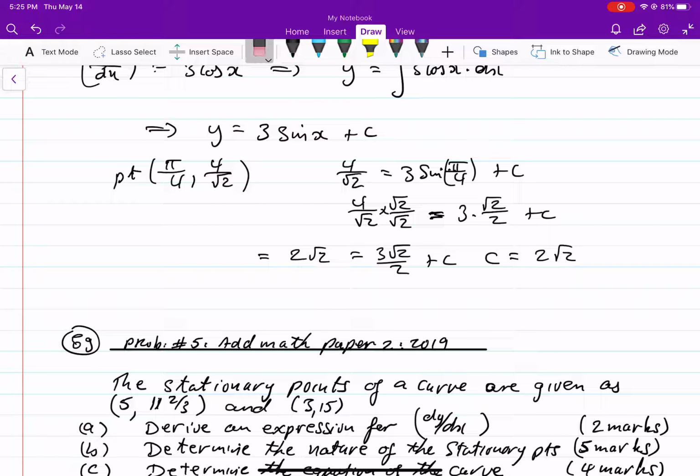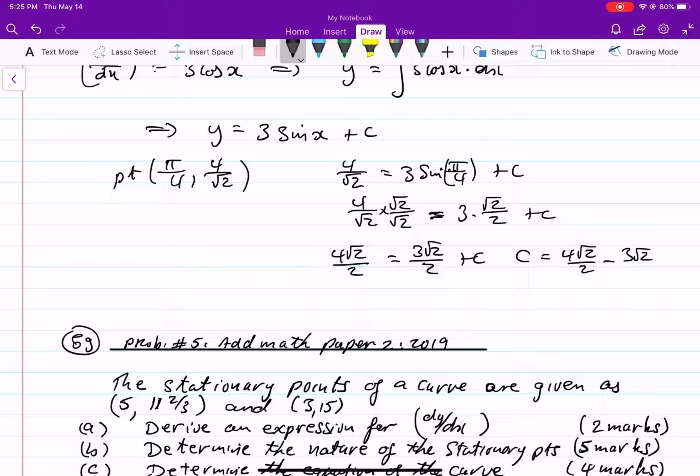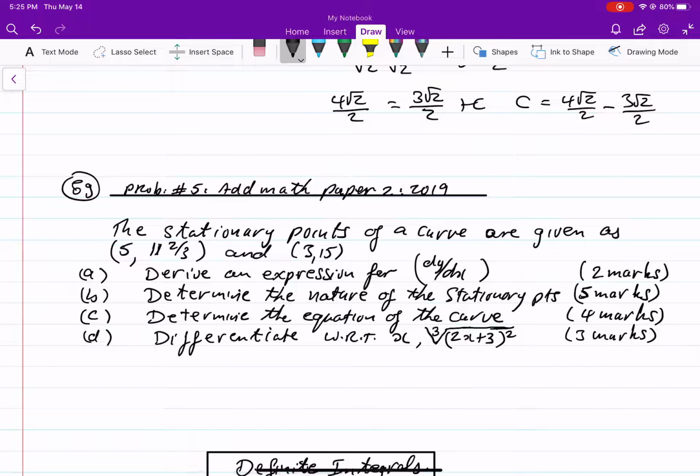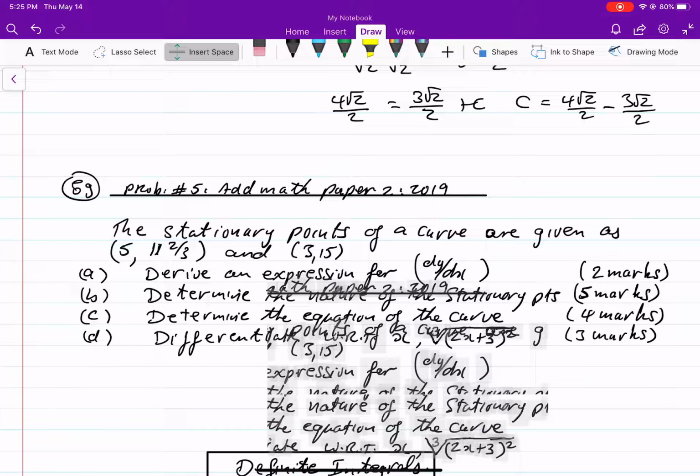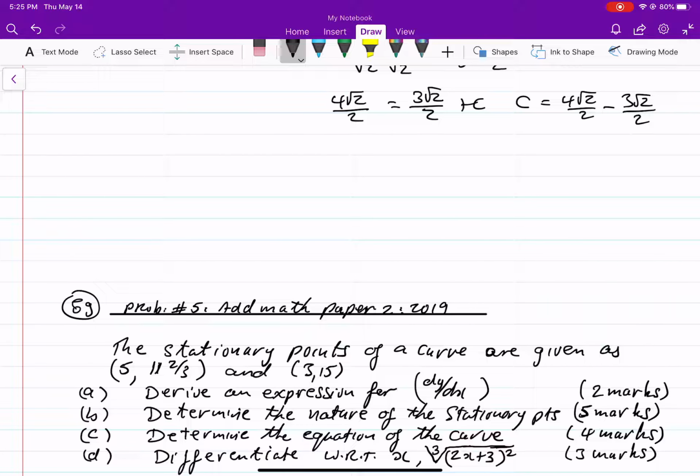Maybe I should have left it as 4 root 2 upon 2. Make my life easier. So on the left, I have 4 root 2 upon 2 is equal to 3 root 2 upon 2 plus c, which makes c equal 4 root 2 upon 2 minus 3 root 2 upon 2. And everybody can do that subtraction. Even I could do that subtraction. Because 4 root 2 upon 2 minus 3 root 2 upon 2, it's like 4 apples minus 3 apples, giving you 1 apple. 1 root 2 upon 2. So c is just root 2 upon 2.